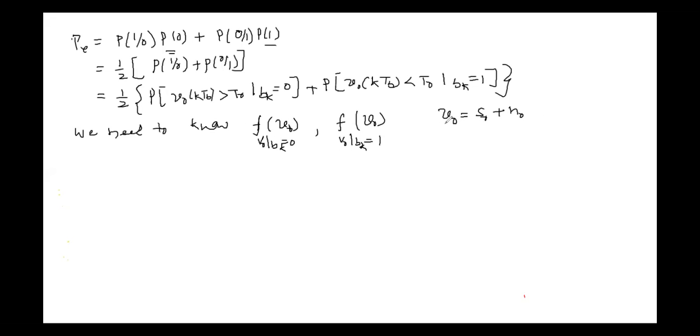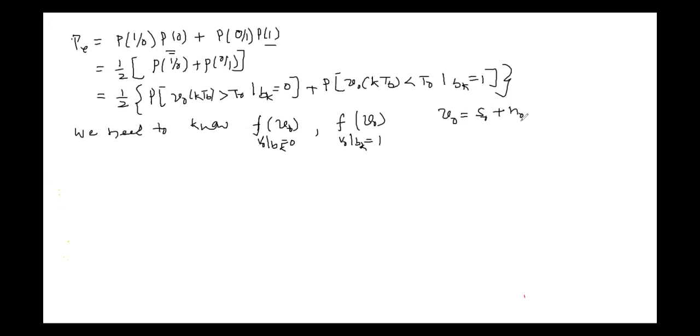So from this, how can we find the probability density function of V naught? Very simple and easy also. If you look at this equation, on the right hand side we have the sum of two components: one is noise, another is signal. And the signal is a constant. This S naught may be S naught 1 or S naught 2, depending upon whether you are transmitting bit 1 or bit 0. And N naught is a Gaussian with zero mean.